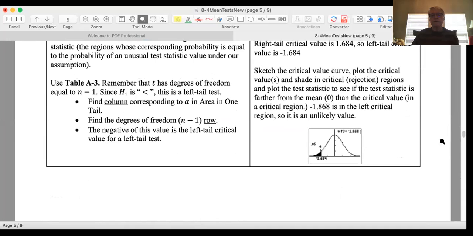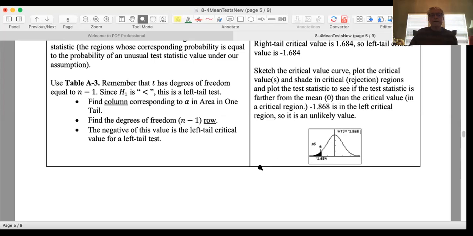Okay, let's go back up to problem 3. Our critical value is negative 1.684. Remember what we do with critical values: the rejection region for a left-tailed test is to the left of the critical value. Is the test statistic farther to the left, farther from the mean on the left side, than the critical value? And indeed it is. Negative 1.868 is farther from the mean than negative 1.684. Therefore, it is unlikely to occur under the null hypothesis being true.